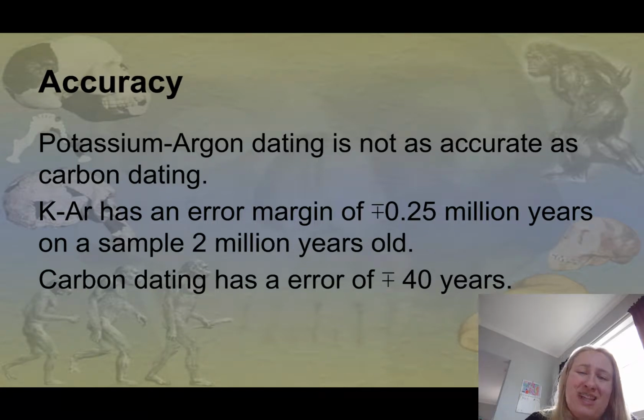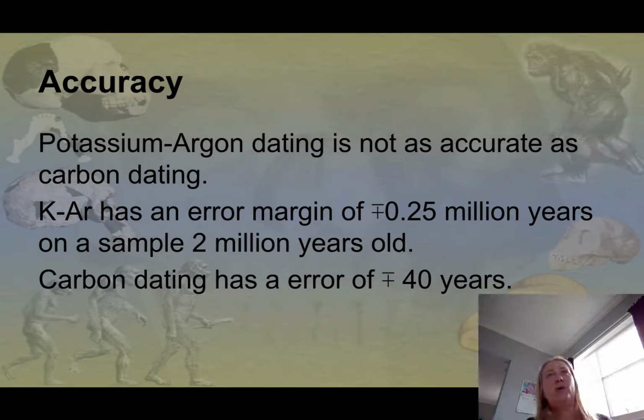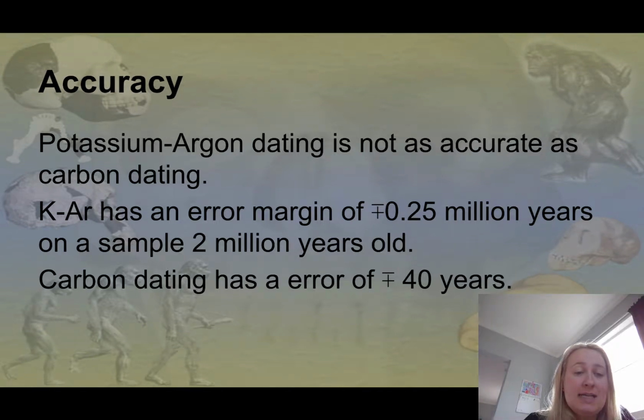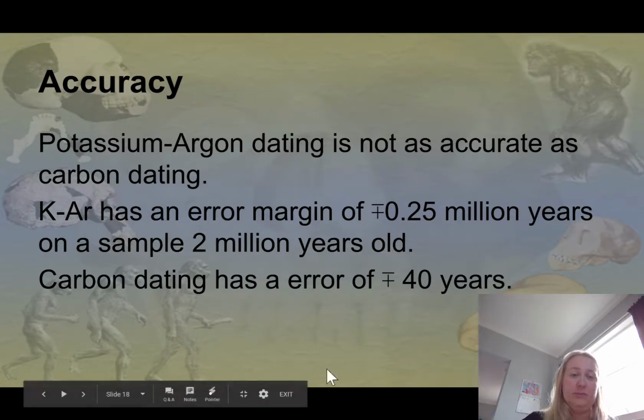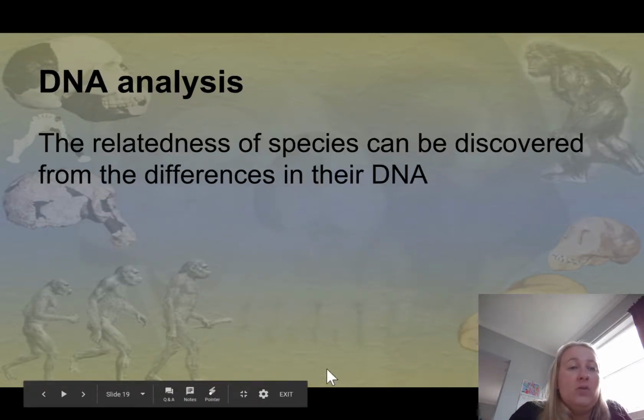Accuracy. So potassium argon dating is not as accurate as carbon dating, but we can use it for the really old stuff. So potassium argon dating has an error margin of plus or minus 0.25 million years on a sample that's 2 million years old. Not too bad. Whereas carbon dating has an error of plus or minus 40 years. But remember, carbon dating we can only use up to something that is, say, just over 60,000 years old.